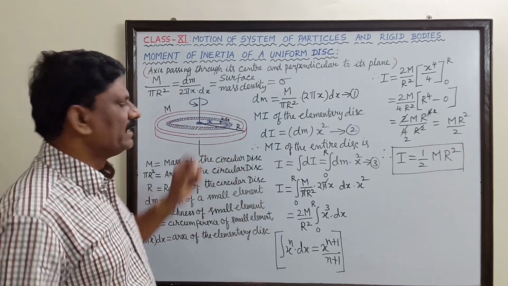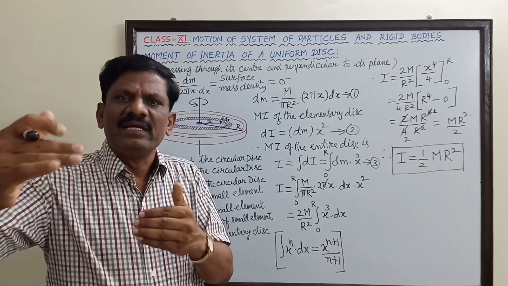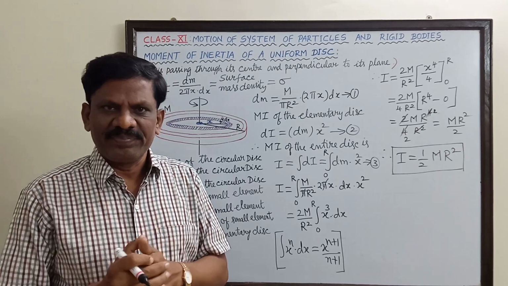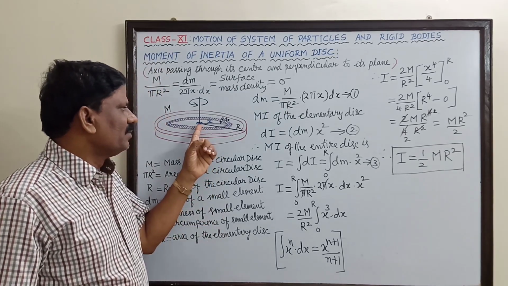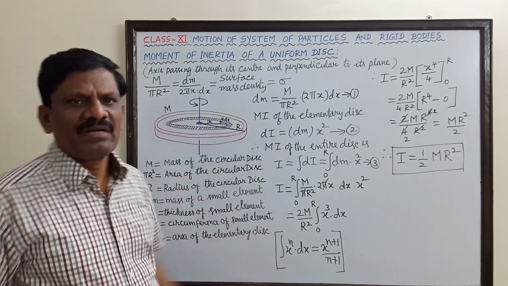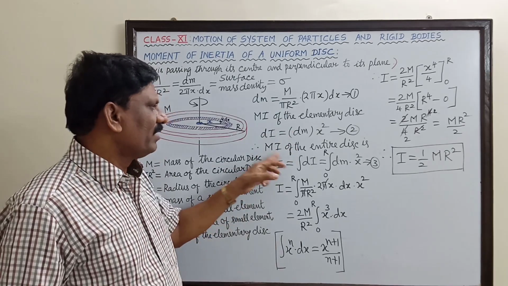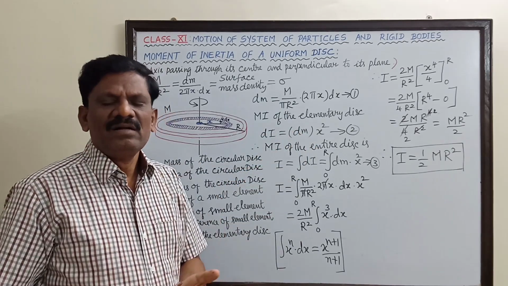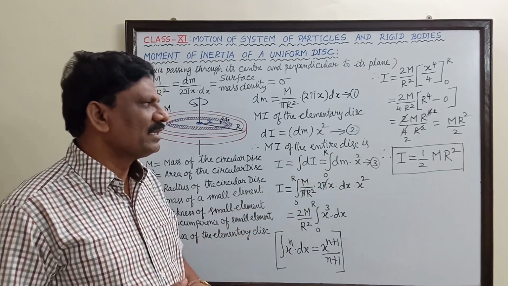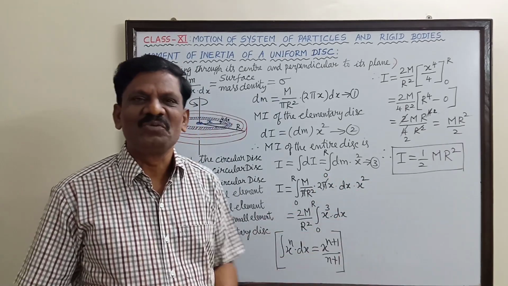So we assumed this entire disk to be made up of rings of continuously increasing radii, and we integrated between 0 and capital R. So, as usual, the moment of inertia of a single element we have to find out. Then, for the entire disk, we have to integrate for the value of x starting from 0 to R. And finally, we got that moment of inertia is equal to half MR square. I hope you must have understood well. Fine.